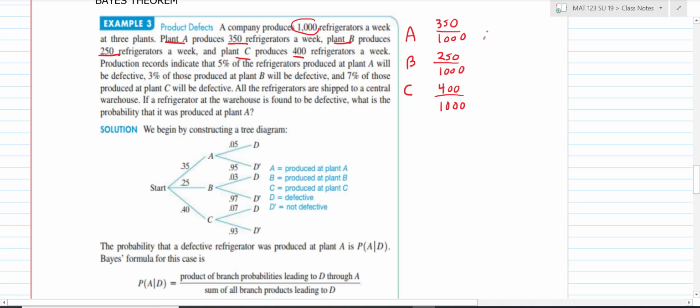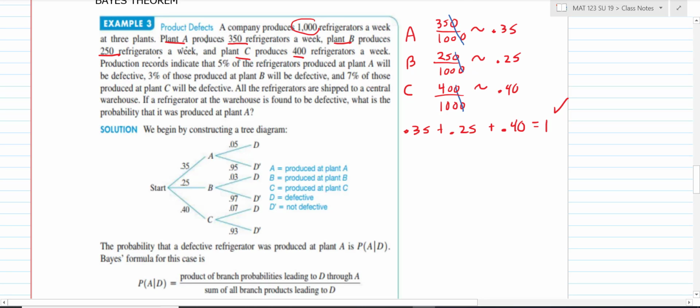Now you can change those on your calculator if you want to. A little trick on this: if your numerator and denominator end in zeros, you can cross that out. So that's 35 out of 100, which is 0.35. This is going to be 0.25. And that's going to be 0.40. Now let me ask you a question. This is real important when you do this. What do these probabilities add up to? Yes, they add up to 100%, so those add up to 1. Okay, so we have that.